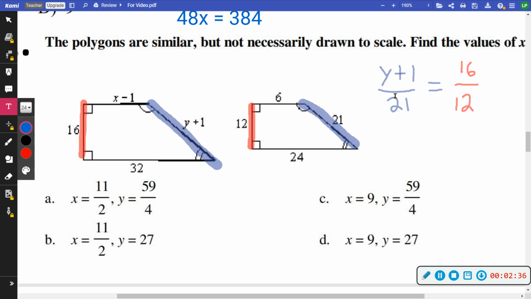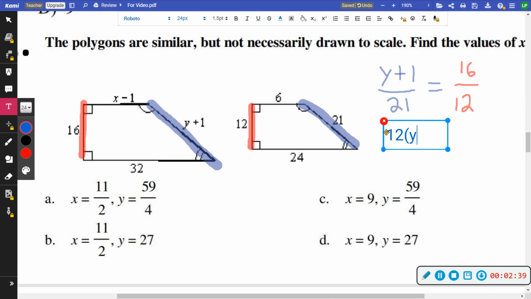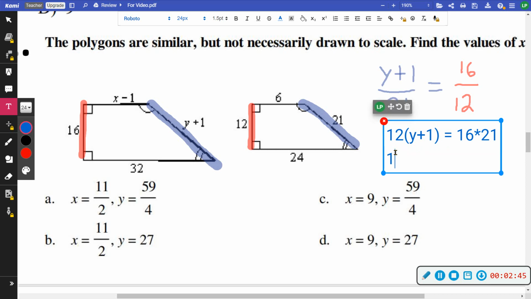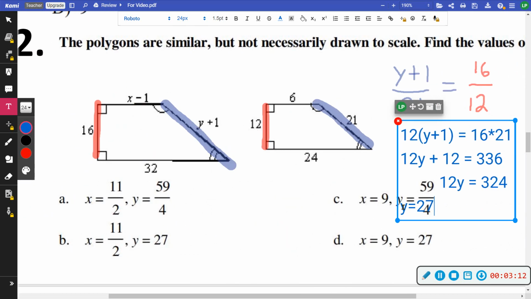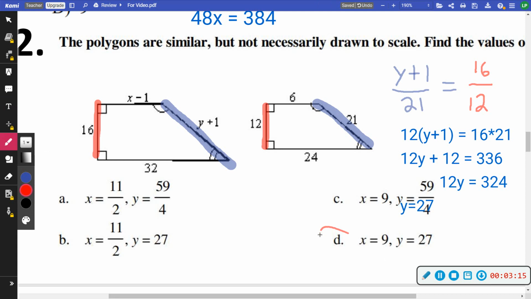Cross multiply, that'd be 12 times y plus 1 equals 16 times 21. Distribute that, that'd be 12y plus 12, and 16 times 21 is 336. Take 336 minus 12, that's 324, and take 324 divided by 12, and you get 27. So I'm looking for y is 27, x is 9. That would be D.